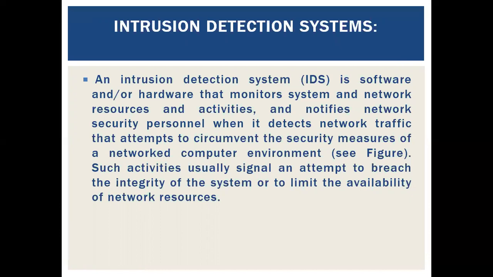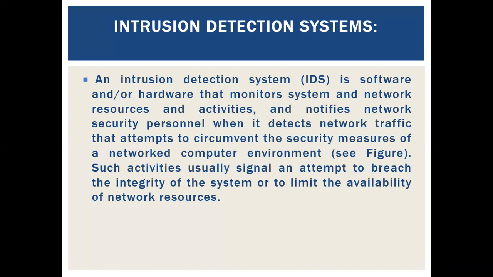The first prevention is installing a corporate firewall. Now we discuss the second prevention, how we can protect our system. The second thing is the intrusion detection system, IDS. An IDS is software and/or hardware that monitors system and network resources and activity, and notifies network security personnel when it detects network traffic that attempts to circumvent the security measures of our network computer environment. The next figure I will discuss in detail.